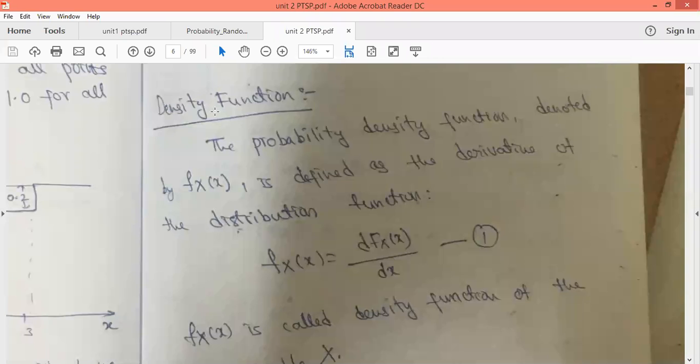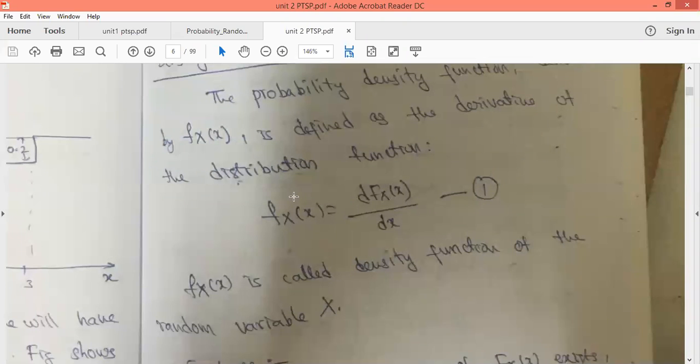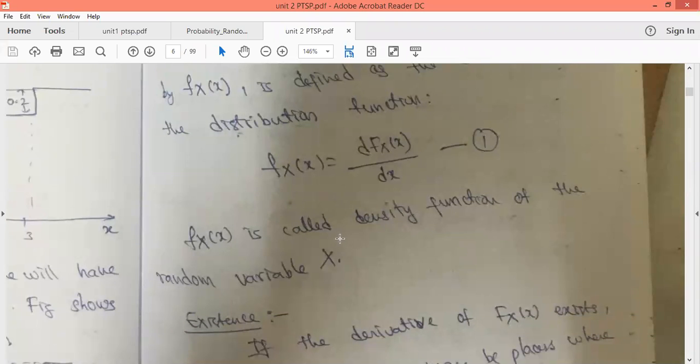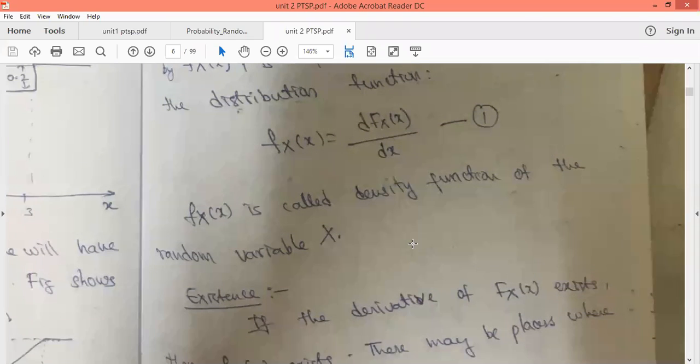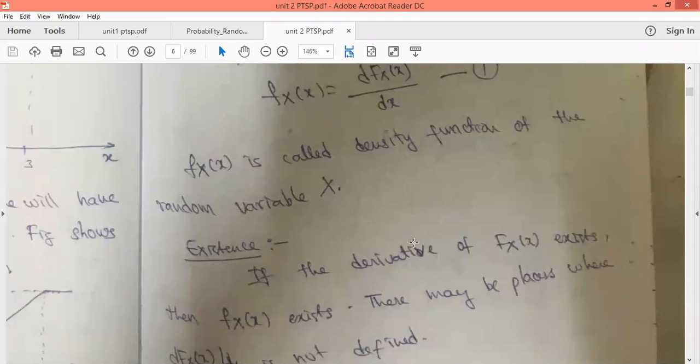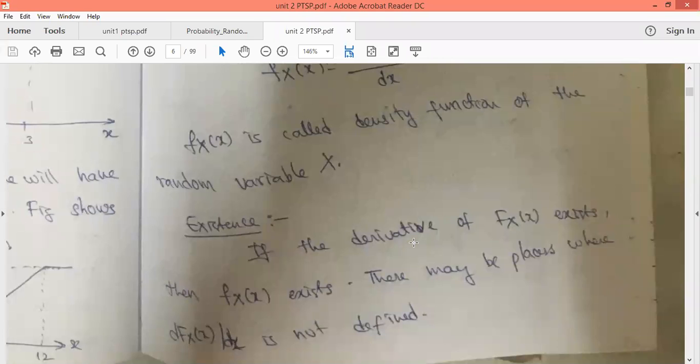So the probability density function is nothing but the derivative of the distribution function. So f_X(x) is nothing but dF_X(x)/dx. f_X(x) is called the density function of the random variable X. Whenever the derivative of the cumulative distribution function exists, then the probability density function exists.